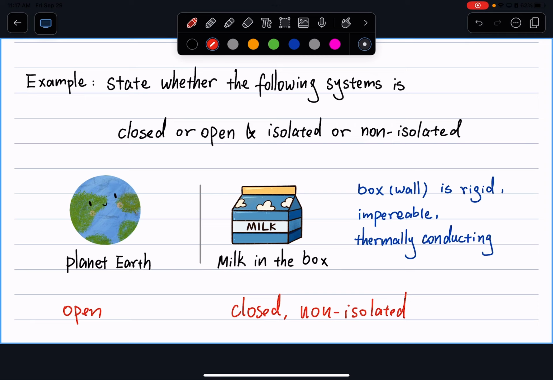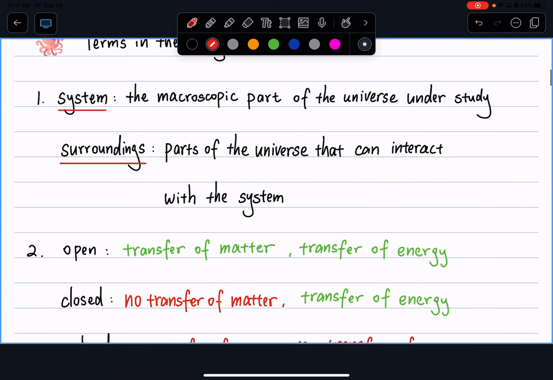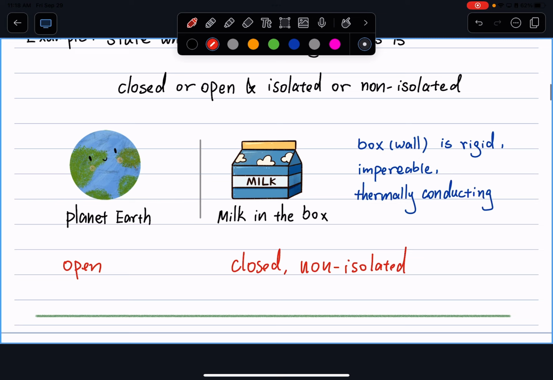All right, so that's the first few definitions. We define what a system means, what surrounding means. And we have 3 different types of system to be considered: open, closed, and isolated. Now, in this case, we are talking about this box or the wall that's separating your system from the surrounding. There are several descriptions we make on this box. For example, we call it rigid, impermeable, and thermally conducting. Right? It's the same idea here.